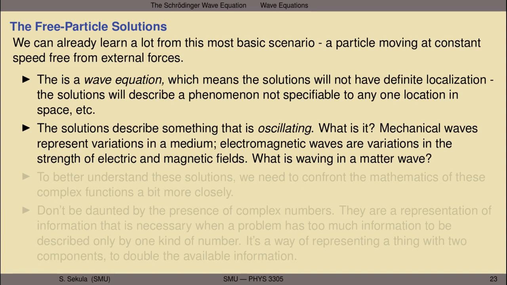Electromagnetic waves are variations in the strength of electric and magnetic fields, and mechanical waves are variations in, say, the density of a medium or the displacement of a medium. What's oscillating in a matter wave? We'll come back to that.